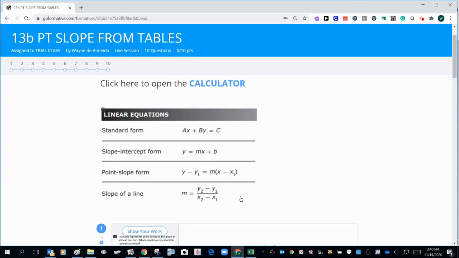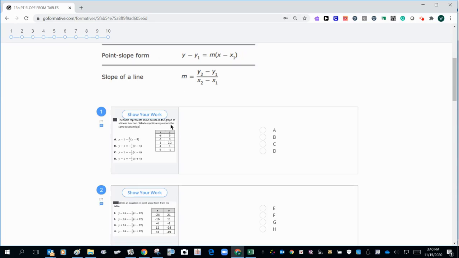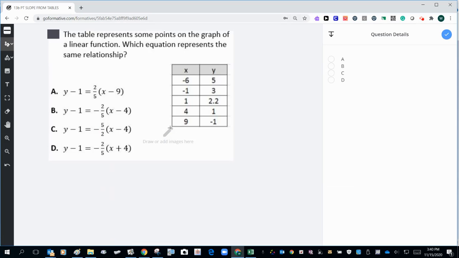Hello and welcome. Today we're going to do another assignment with the new formula y minus y1 equals m times x minus x1. This formula is called the point slope form. So let's see some examples. Let's do the first problem in the assignment.